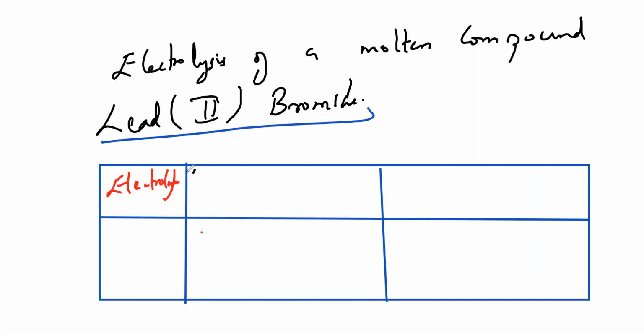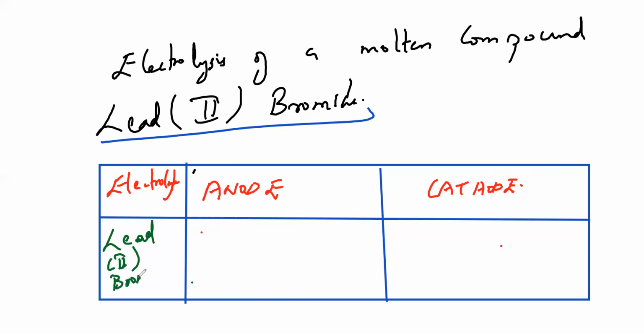Electrolyte, which is my lead bromide. Then what will be at my anode? Positive electrode. And what will be at my cathode? So first thing, I'll write here lead bromide. Correct. So that is nothing but my lead, Pb, bromide, PbBr2.